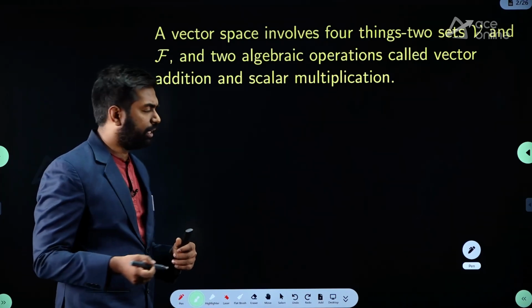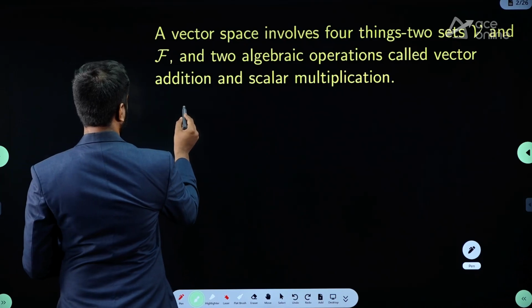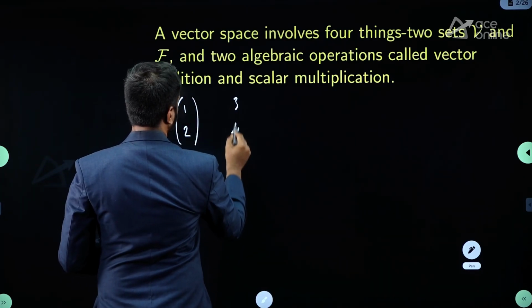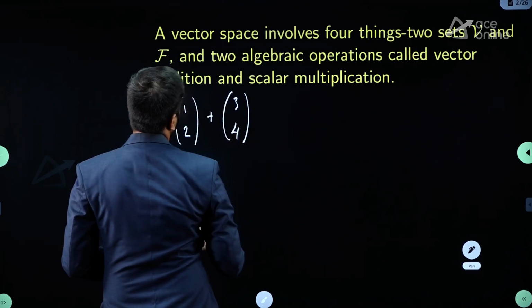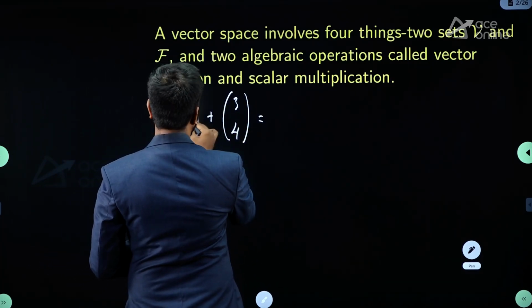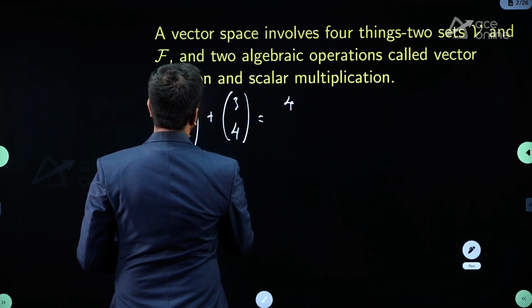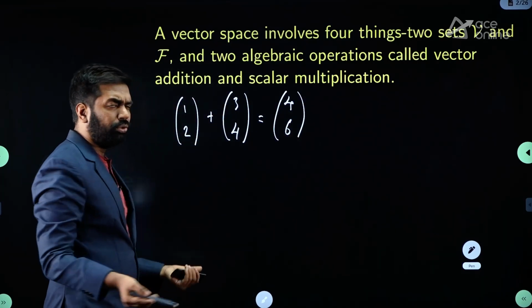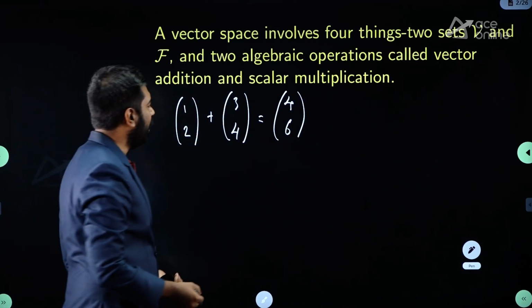You are all good with vector addition. Suppose I give you two vectors, how do you add them? For example, let us take two vectors like this, 1, 2 and 3, 4. How do you add these vectors? You add them element wise. So 1 plus 3 is 4, 2 plus 4 is 6. This is how you add two vectors. You need this basic knowledge, and anyway you have that.